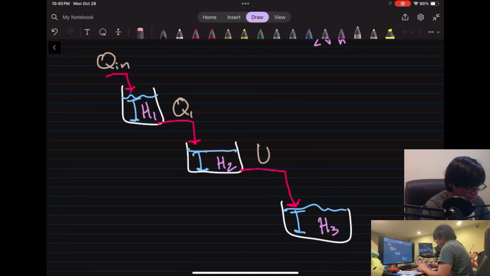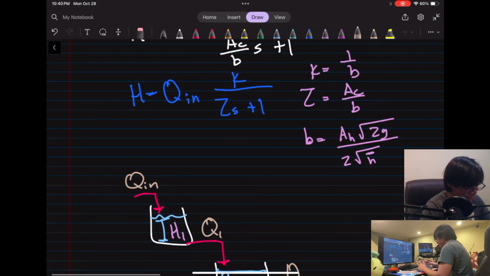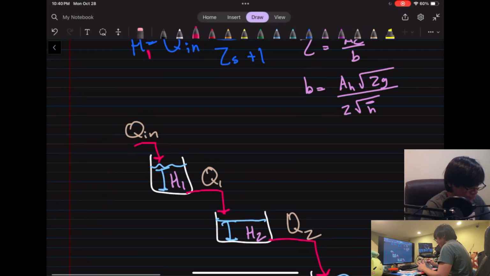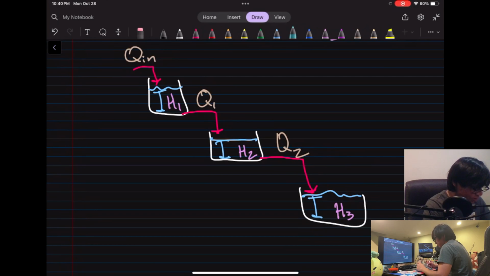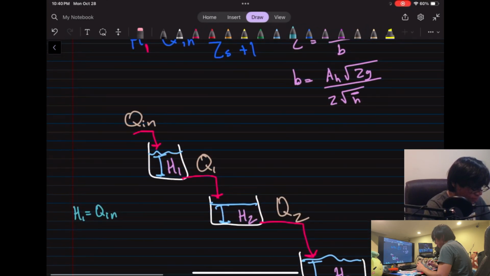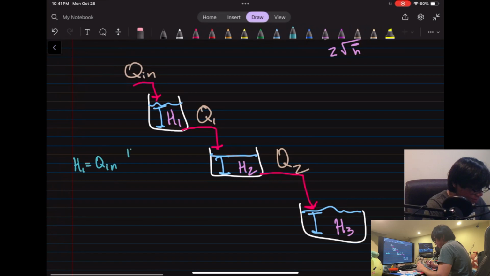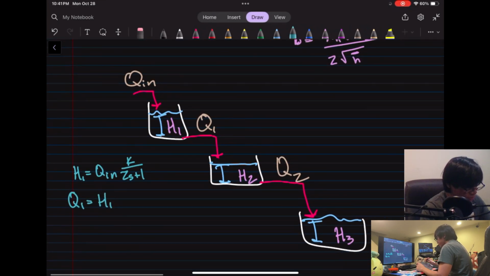Q1, Q2. Okay. So if you notice, we already have an expression relating height and Q of flow in. So we can just denote that as 1 here. So I'll go ahead and rewrite that maybe down here on the left. So height 1 is equal to Q in times, I'll go ahead and write it out. Why not? So 1 over B, actually, I'll just substitute it in later. So K over tau s plus 1. So now we're interested in getting Q1 somehow. So we have to somehow relate Q1 and H1. So is there a way we've done that before?